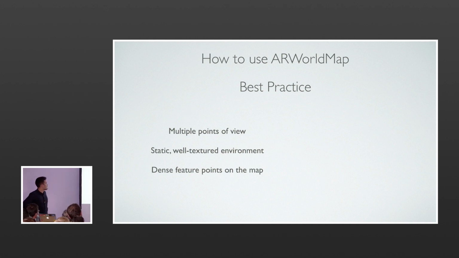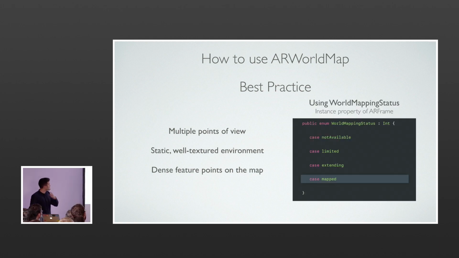With AR World Map, the best practice is to actually take different points of view. So a little bit to move around. So it's going to be able to scan really the surroundings in a static and well-textured environment. So that means you cannot scan humans because they're going to move all the time. So you have to make sure when you're doing a scanning that things don't change all the time. And also, you have to make sure that you have enough feature points, so that you scan enough and that there's enough points for it to remember it.